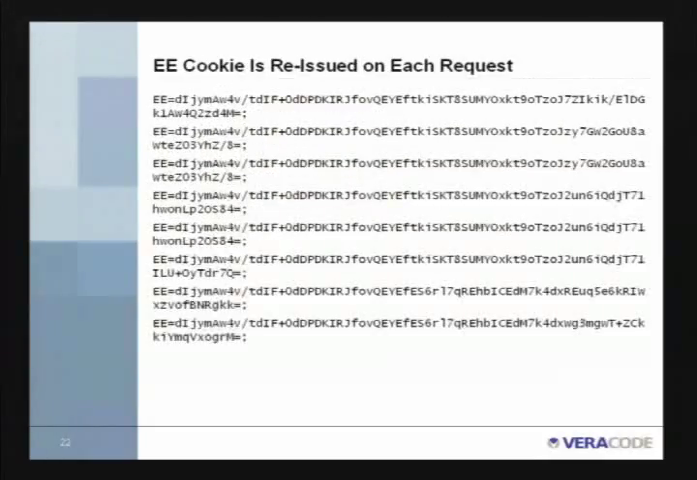So what we notice as we're going through the application, just using a standard web proxy tool to look at the requests that are being issued back and forth, we see that the EE cookie is reissued on each request. So every time I request a new JSP page, I get a new EE cookie. The old ones still remain valid for a certain period of time. So at any given time, I may have hundreds of EE cookies that will be accepted by the application. Just a side note.